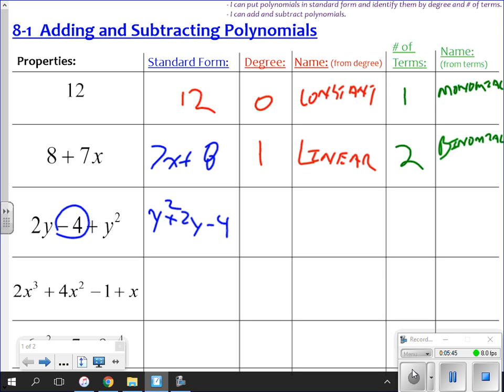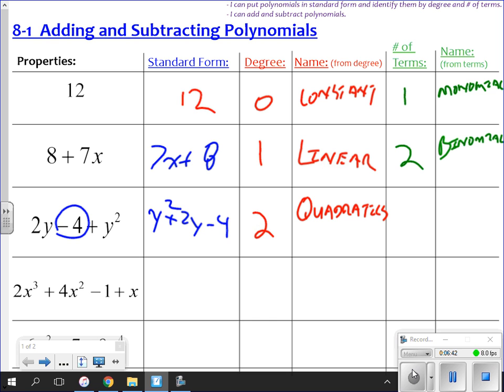What's our degree? What's the highest exponent? 2. This is degree 2. This is most of what we're going to spend our next couple of chapters working with. These are called quadratics. Q-U-A-D-R-A-T-I-C-S. Quadratics. We're going to spend most of this chapter and most of the next chapter dealing with quadratics. In fact, almost all of the next chapter is quadratics. And almost all of the rest of this chapter is quadratics. It's a big part of Algebra 1 is dealing with quadratics.